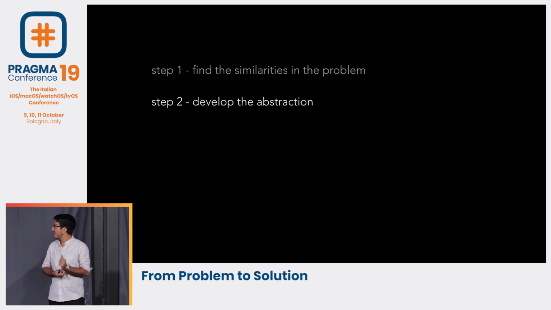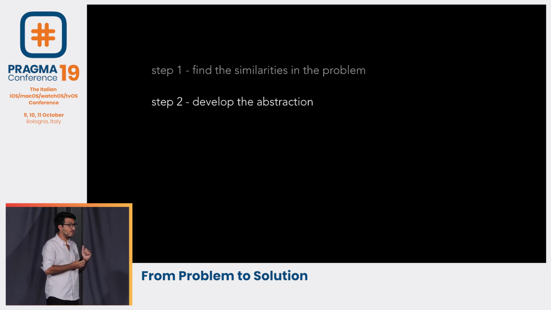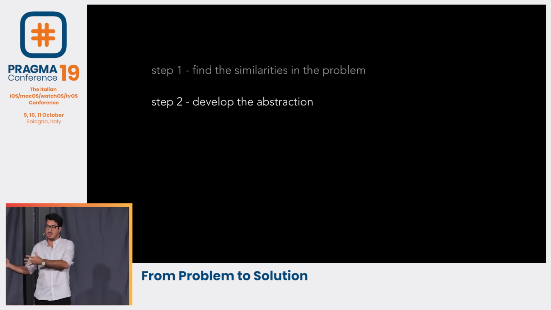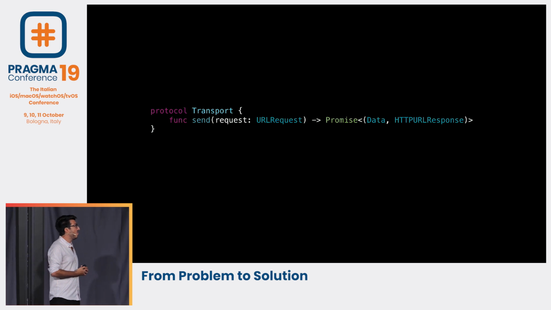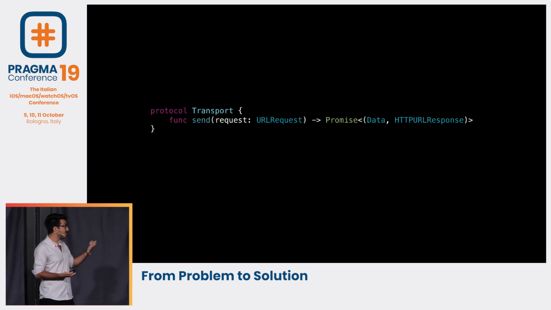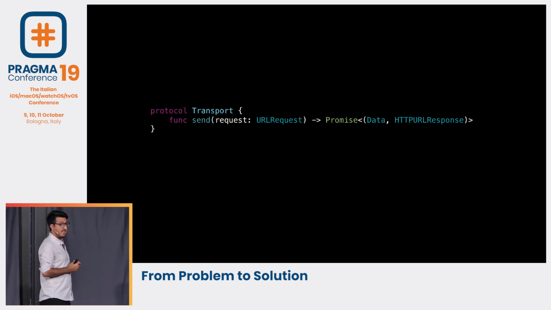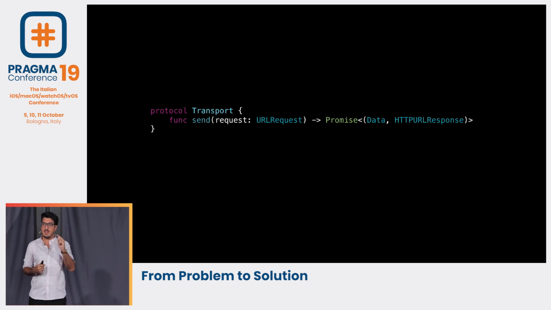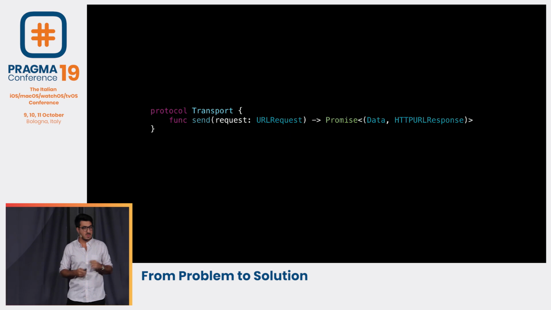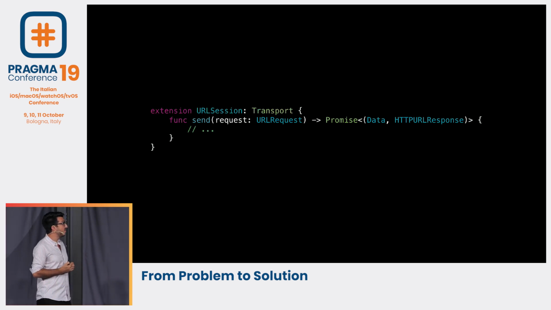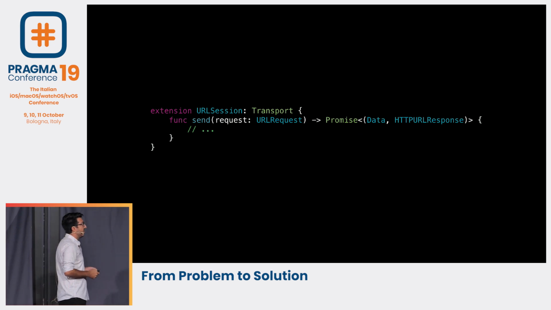Once you've done that, it's time to actually develop the abstraction and see if what you've theorized will actually work in practice. So our core protocol is this. Rob calls it a transport, and I've actually stolen that. And so we call it a transport, and it has one method. You can just send a URL request, and you get back data and an HTTP URL response in a promise async wrapper. Great. Conforming URL session to that is very, very easy, so that's fine.